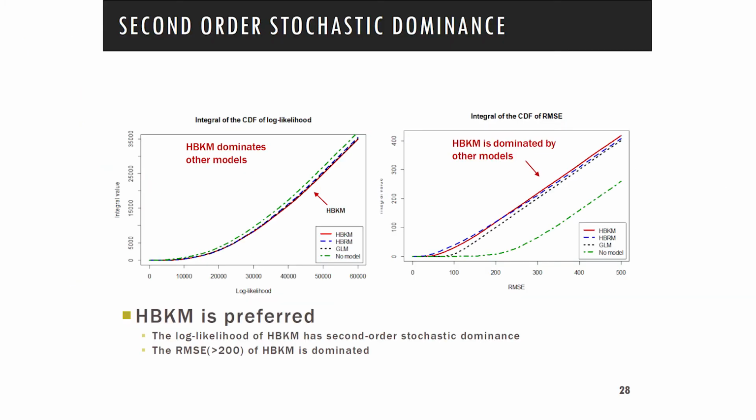For the log likelihood, remember, we want larger values of the log likelihood. So the lower distribution is the one that dominates. And so in this case, the red one, again, our model HBKM dominates.